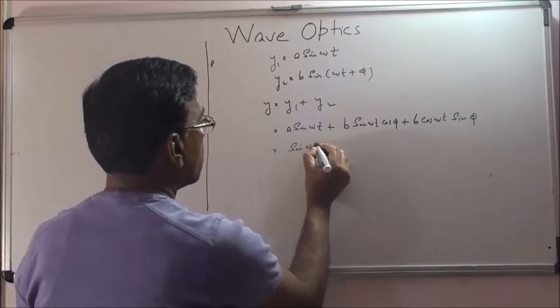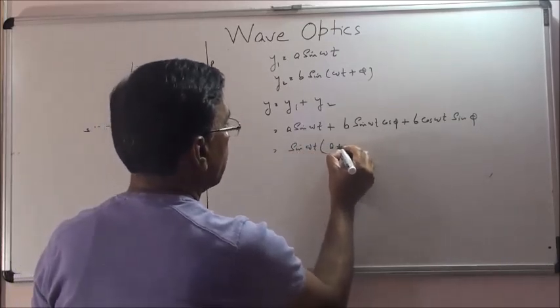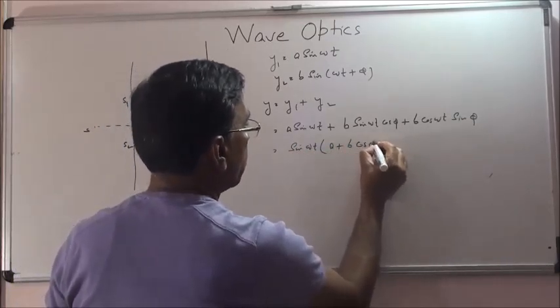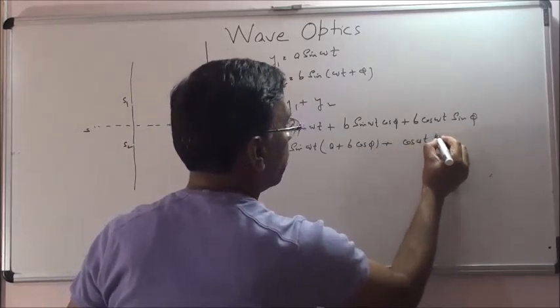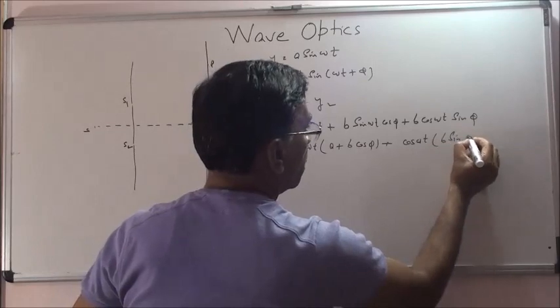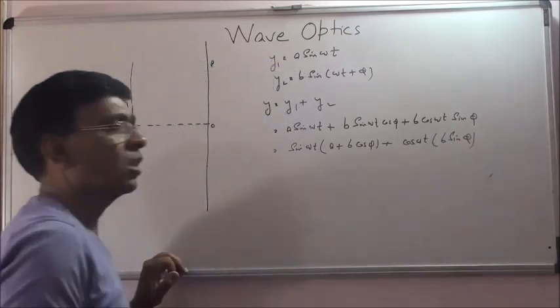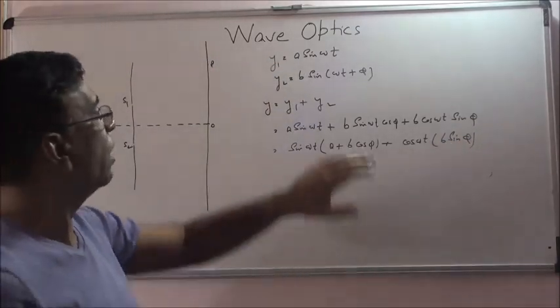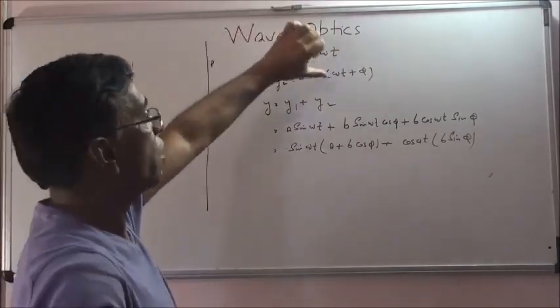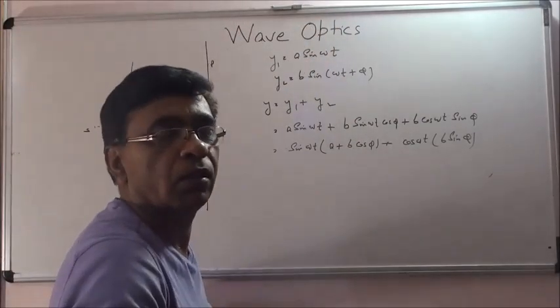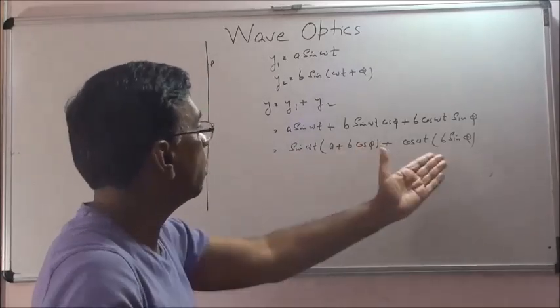Sin omega t A plus B cos phi plus cos omega t, and here we have b sin phi. Now, just a mathematical trick: how can we write this? We are adding two sine functions, so the net result should also be a sine function. How can it be written in sine?